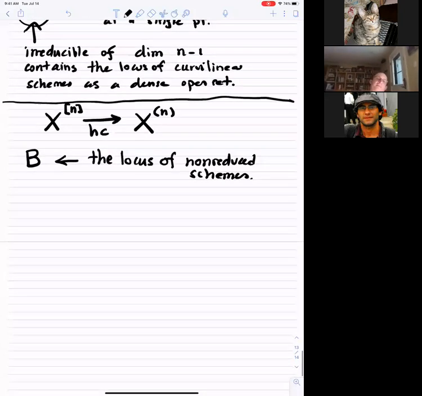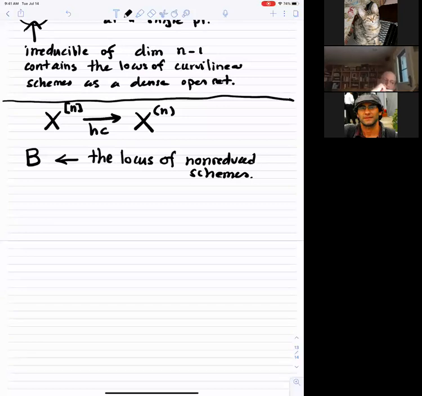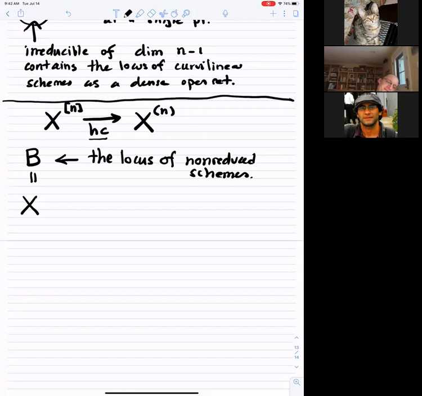All right, so let me get back to what I was telling you. Here we have the Hilbert scheme, here we have the symmetric product and the Hilbert-Chow morphism, right? So we look at the locus of non-reduced schemes. Another way of thinking about this is that we had the configuration space, and this is the complement of the configuration space, so X^n minus the configuration space. What Briançon's theorem is implying in particular is that B is an irreducible divisor.